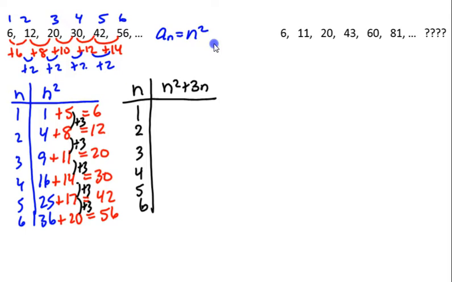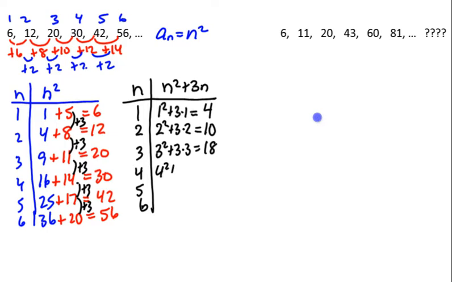So if I do n squared plus 3n, put in 1 squared plus 3 times 1, that would give me 1 plus 3, 4. Then 2 squared plus 3 times 2 would give me 10, and 3 squared plus 3 times 3 would be 9 plus 9, which is 18. 4 squared plus 3 times 4, 12 plus 16 is 28. 5 squared plus 3 times 5, 15 plus 25 is 40.